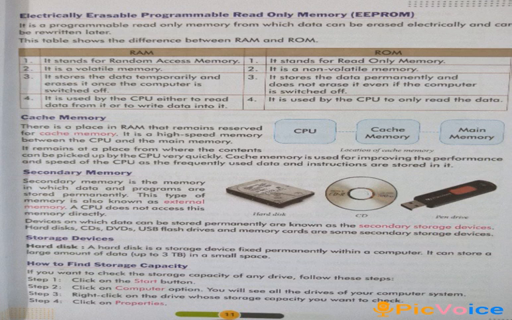How to find storage capacity? If you want to check the storage capacity of any drive, follow these steps. Step 1. Click on the Start button. Step 2. Click on Computer option. You will see all the drives of your computer system. Step 3. Right click on the drive whose storage capacity you want to check. Step 4. Click on Properties.